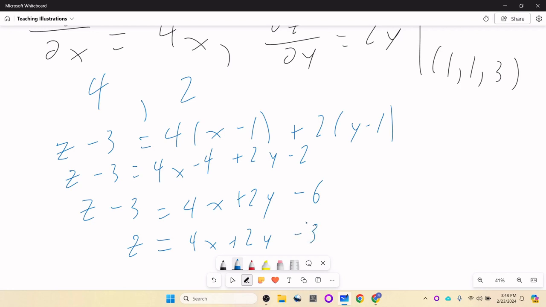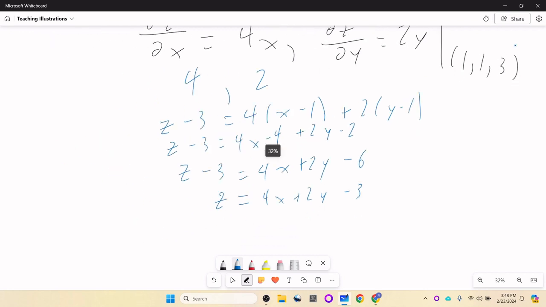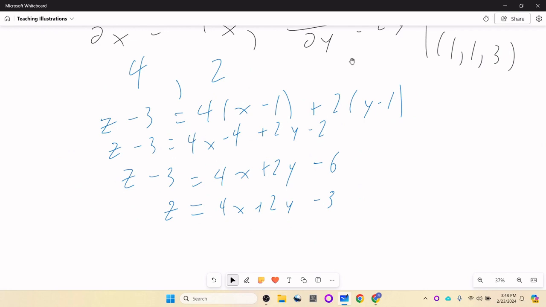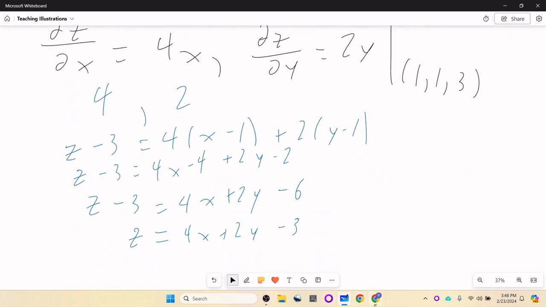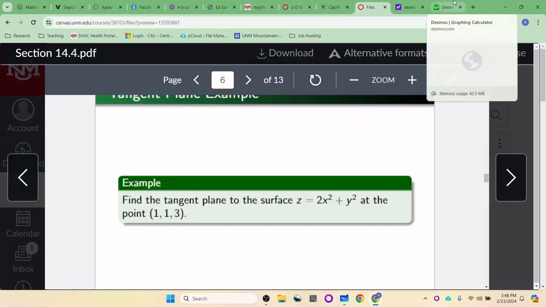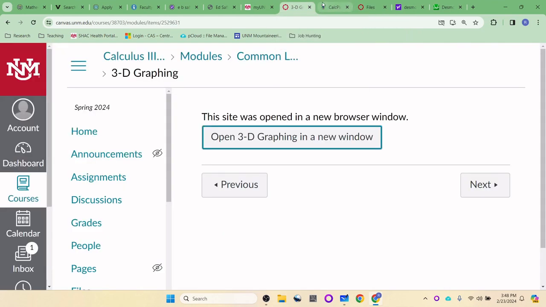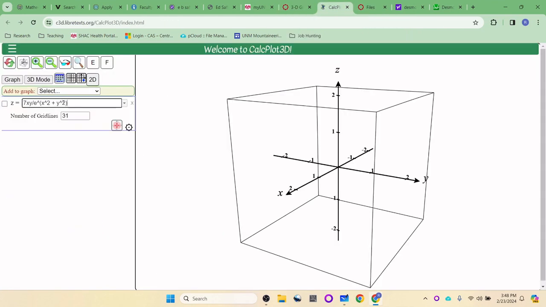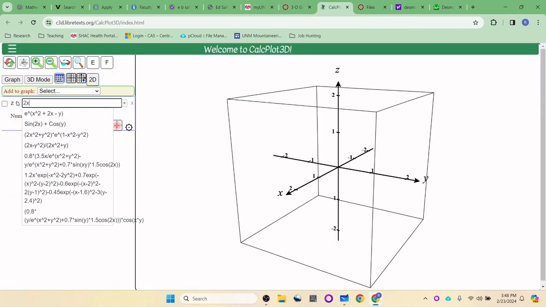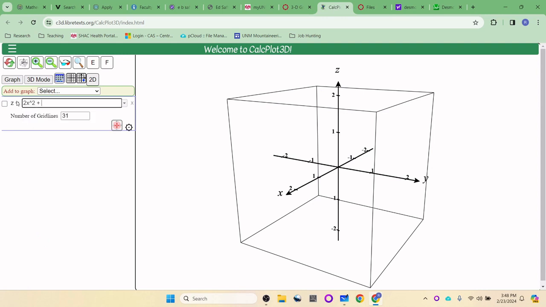So let's go ahead and graph these and compare it. So it's z equals 2x squared plus y squared. All right. So where is it? Here we go. z equals 2x squared plus y squared.